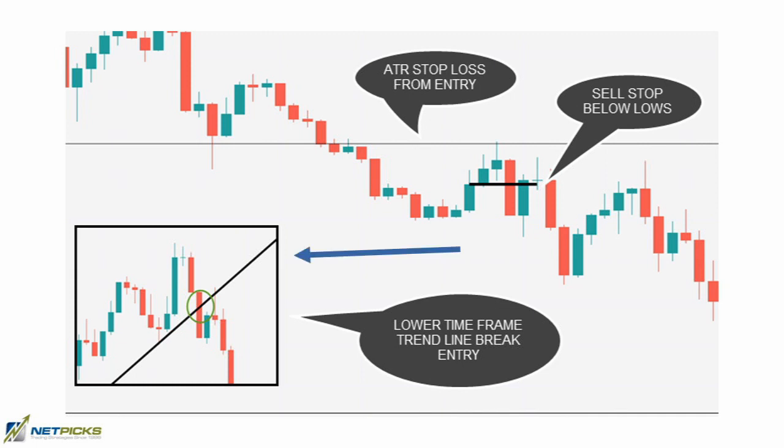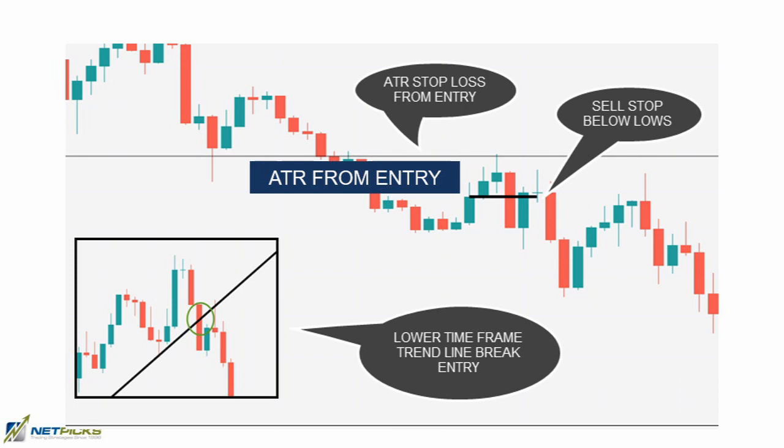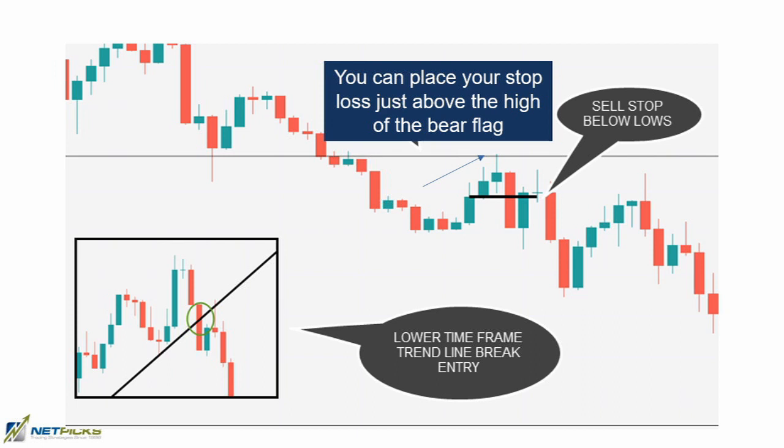Now, lower time frames can come in handy. Using a 5-minute chart, you can use trend lines as a way to enter the trade, as you see here in this little box. You need a stop loss, and there are several methods to place your stop, but I always default to the average true range, and I'm going to use a 14-period ATR in this example. I just set the stop 1.5 ATR from the trade entry. And you can also place your stop just over the high of the final candlestick that happened during that rally.